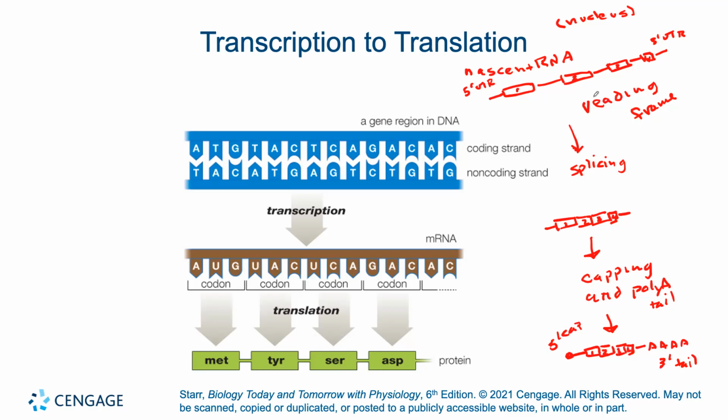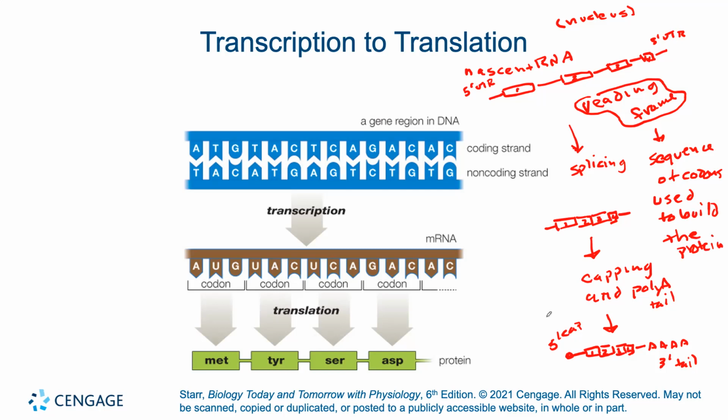The reading frame is the sequence of codons used to build the protein. And that's why you have to stitch together all of these exons. That's an exon, that's an exon, that's an exon, and that's an exon. You have to stitch all of those together to make the reading frame. Then you have to modify it.